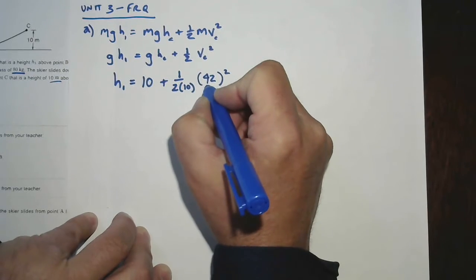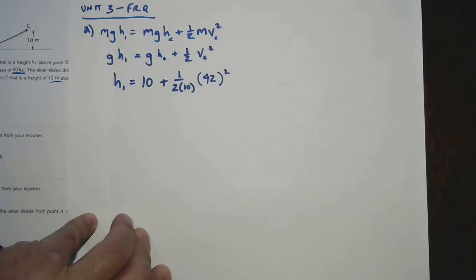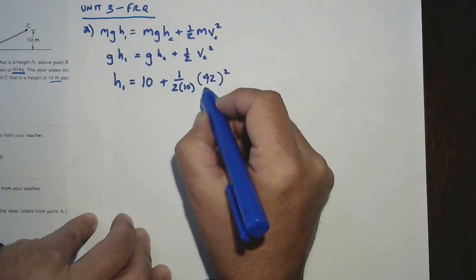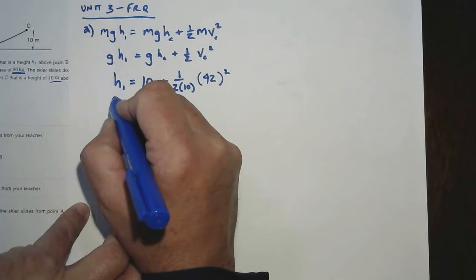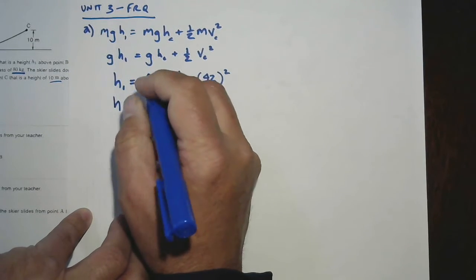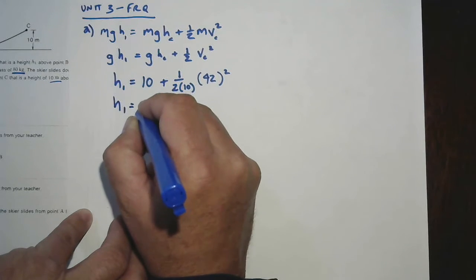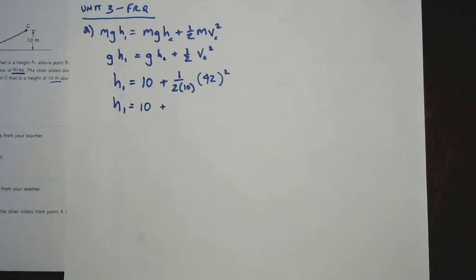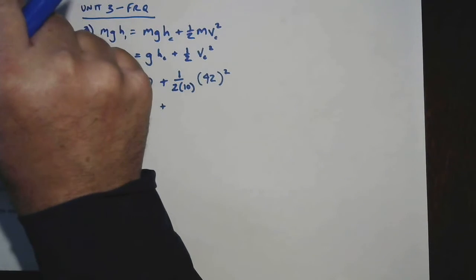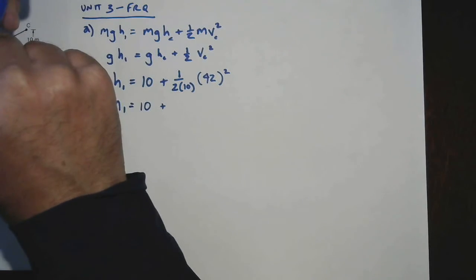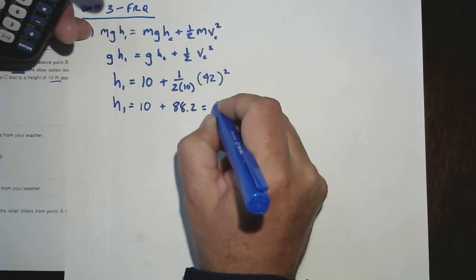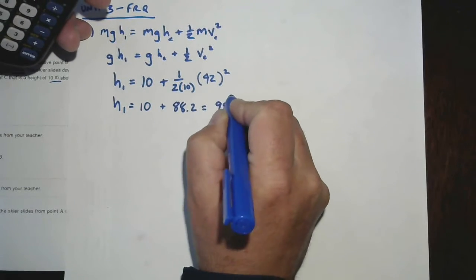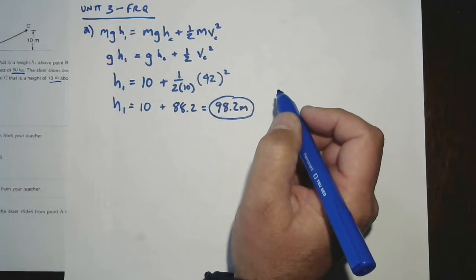Wow, that's a pretty high velocity, considering that freeway speed is 30 meters per second. This skier must be a thrill seeker of epic proportion. Okay, so h1, when we put all of this together, is going to wind up being 10 plus, and let's get the old calculator out. We're going to have 42 squared divided by 20 is 88.2. So we're going to go with 98.2 meters. Up 100 meters or so is the answer to this question.